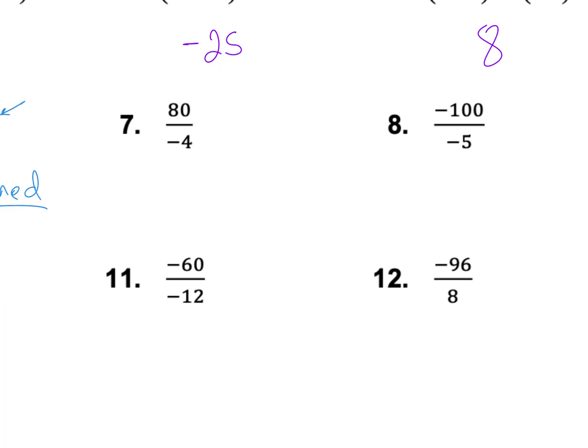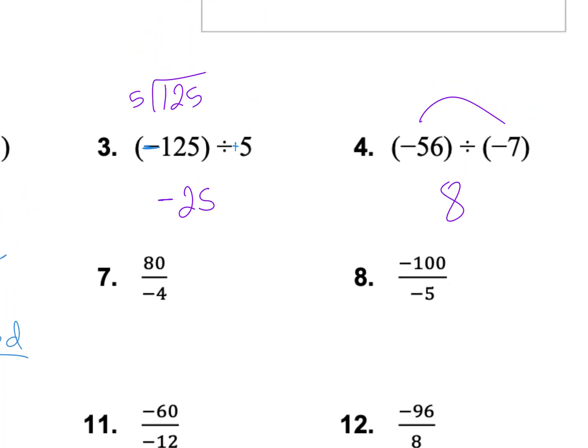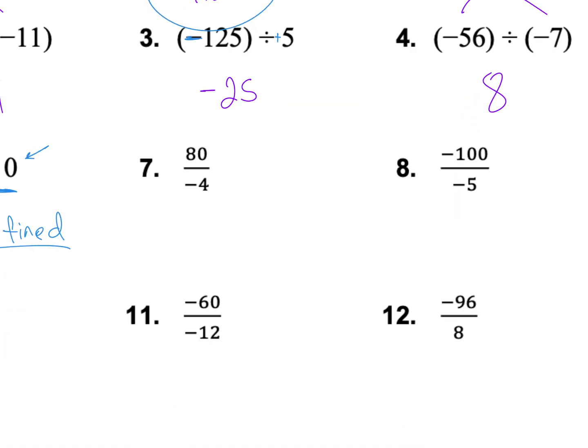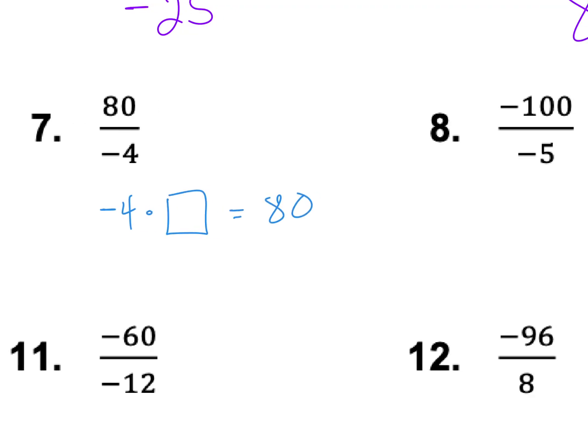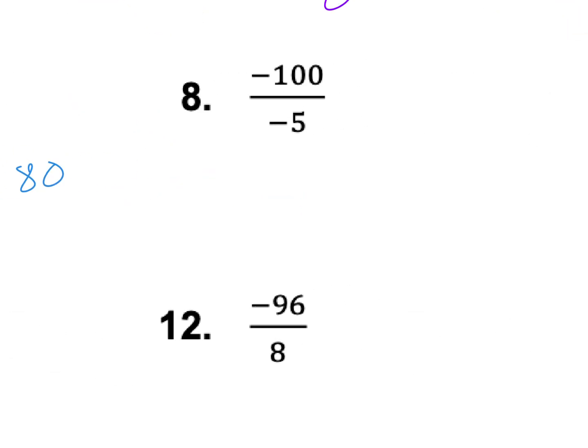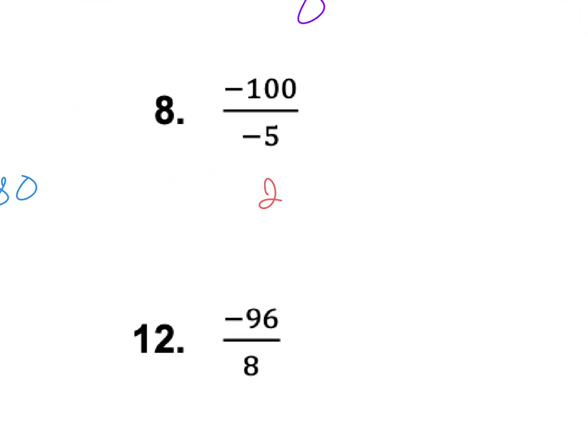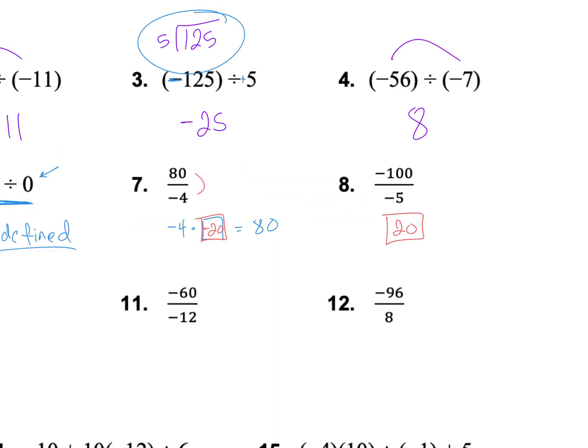Number 7. So up here I kind of said, hey, you could try this. All right, here comes another strategy. What if you said this? Negative 4 times something equals 80. That's the opposite of this, right? And it's going to be negative 20. That is our answer. Negative 100 divided by negative 5 is positive 20.